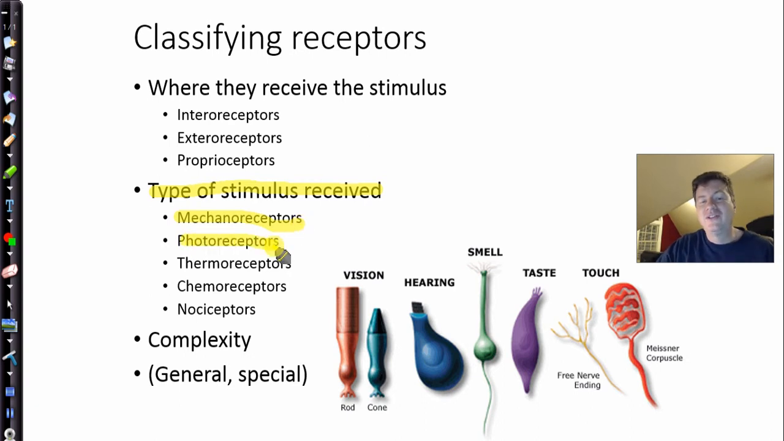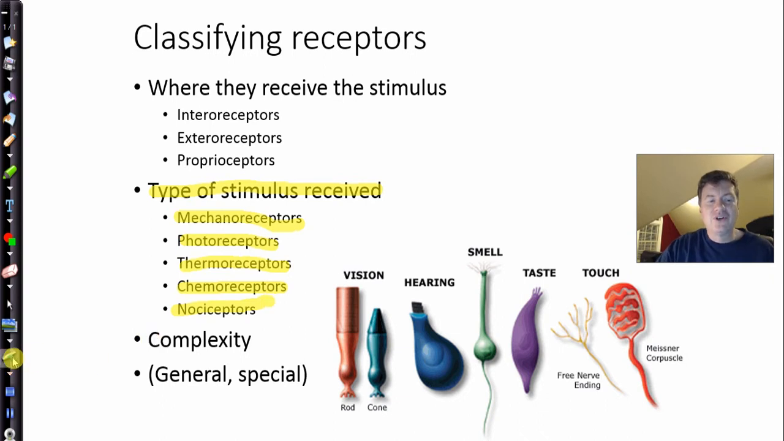Photoreceptors in the eye detect light. Thermoreceptors around the body detect temperature. Chemoreceptors around the body are going to be detecting different chemical changes, like we would associate with pH levels, for example, or the osmolality of the blood. Is it becoming too salty or too watery? Nociceptors are receptors that we associate with pain. They detect and communicate pain.